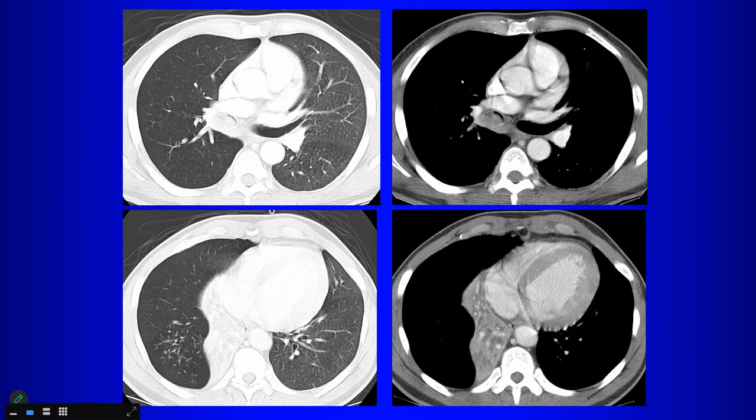Because, yeah, the attenuation, right? The attenuation is not the attenuation of fluid. Usually mucus plugs, especially one that large, would have fluid attenuation. So you don't like mucus plugs. So what is your differential then? Actually, before we get to that, let's talk about this.